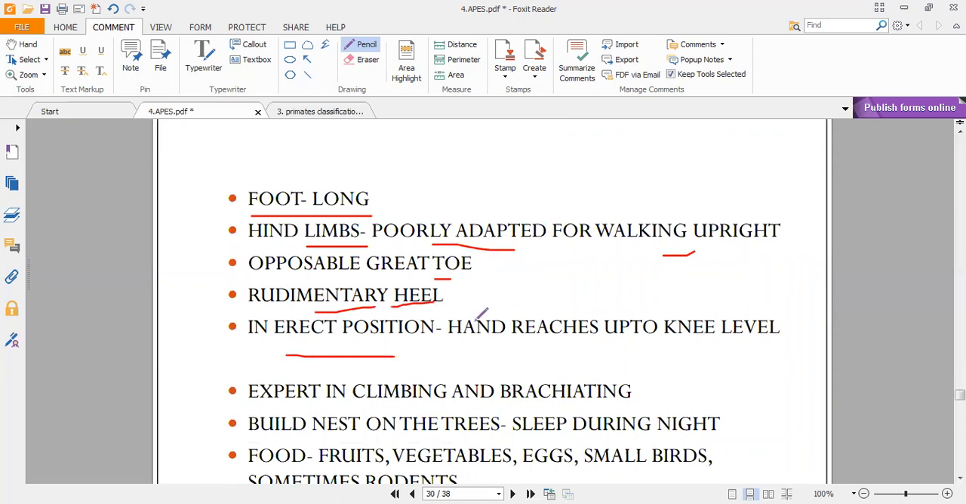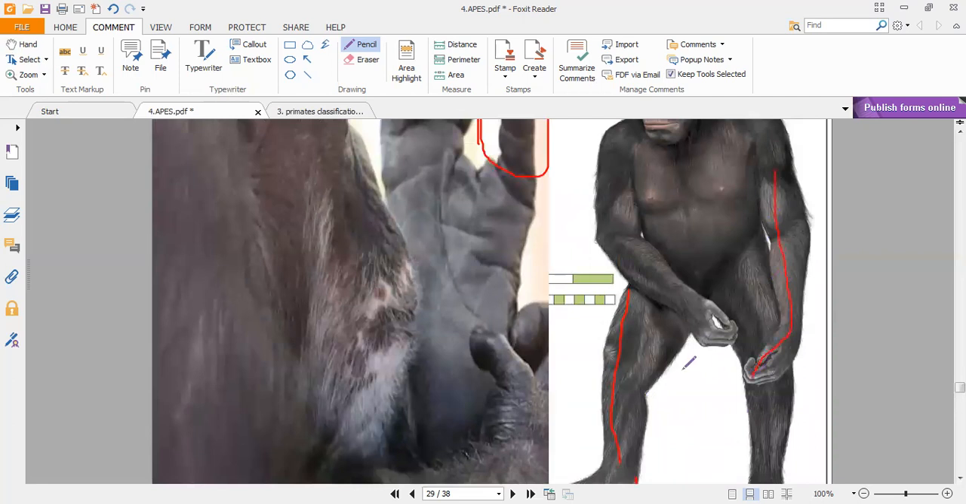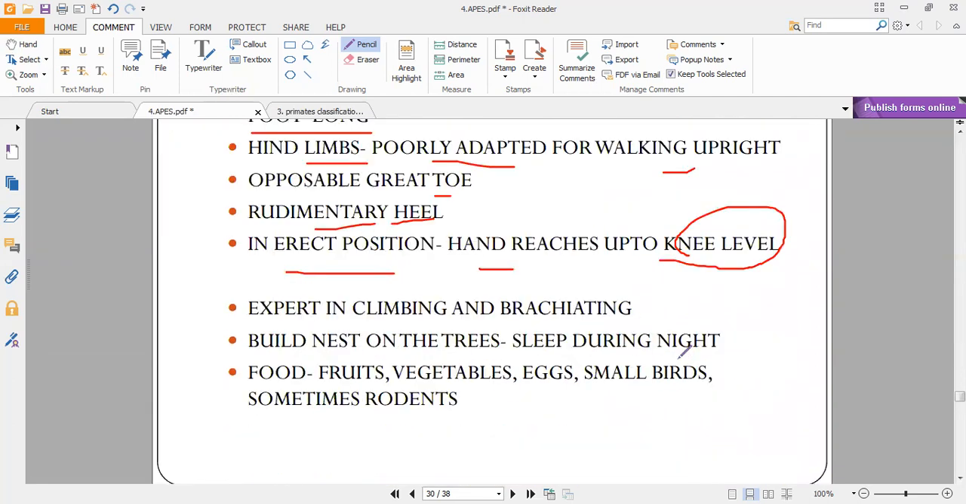In erect positions, when they try to stand up, you can find the hand almost reaches the knee level. And they are very much expert in climbing and brachiating. Brachiating means being arboreal, jumping from tree to tree. That is called brachiating. So they are very expert.